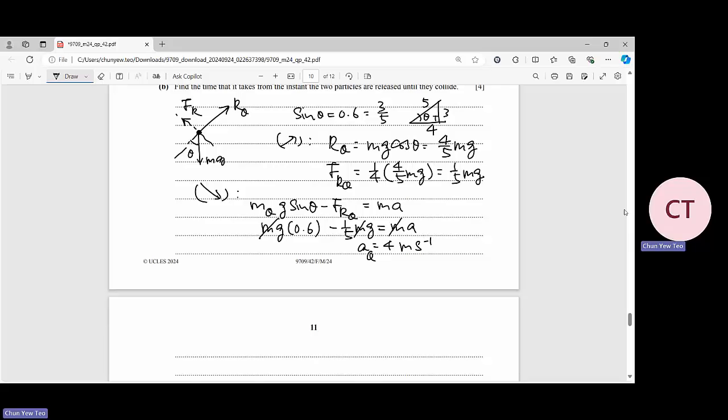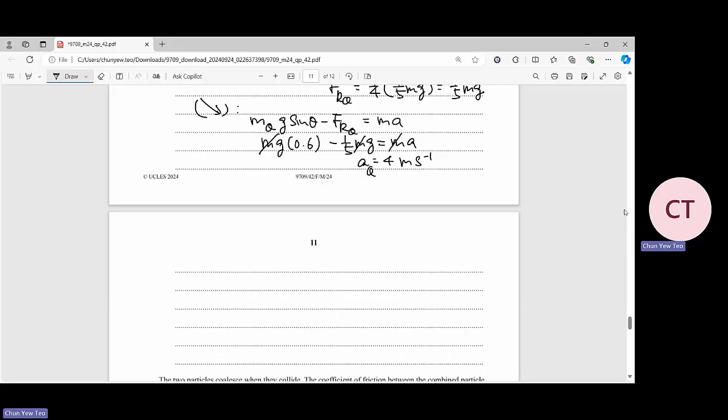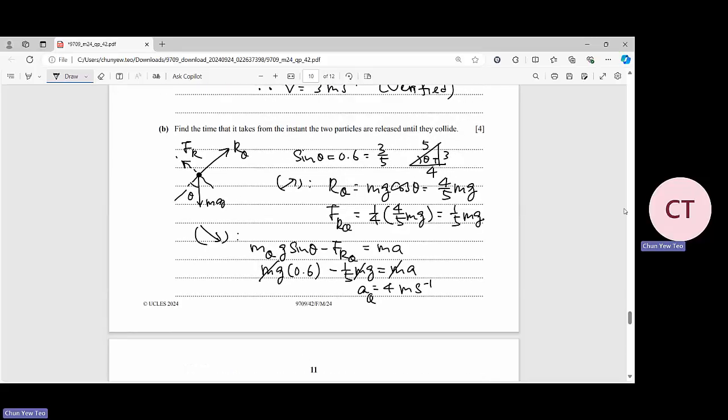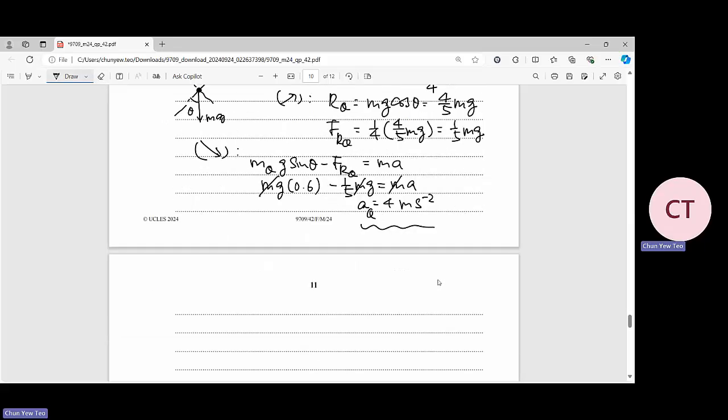What about the acceleration of P? When P reaches B, the surface is already rough, so P also moves with the same acceleration, 4 m/s². By right, the acceleration for P and the acceleration for Q are supposed to be the same, because they have the same mass and the same coefficient of friction.